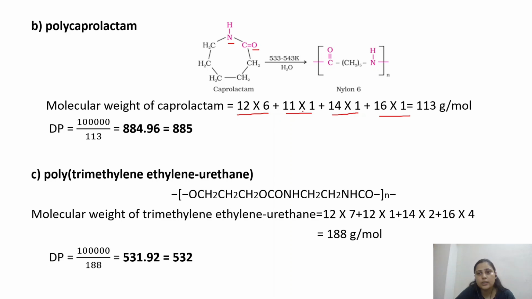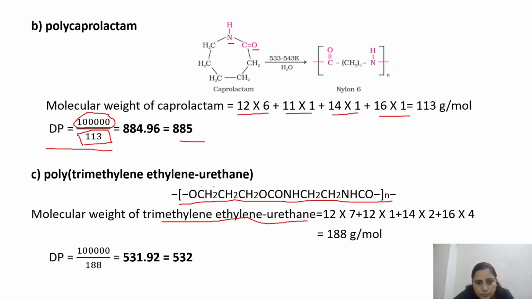Next is the polytrimethylene ethylene urethane. Its structure is already given; you can see it here. Now we have to calculate the molecular weight of the trimethylene ethylene urethane. From this we can see that there are 1, 2, 3, 4, 5, 6, 7. 7 are the carbon atoms.